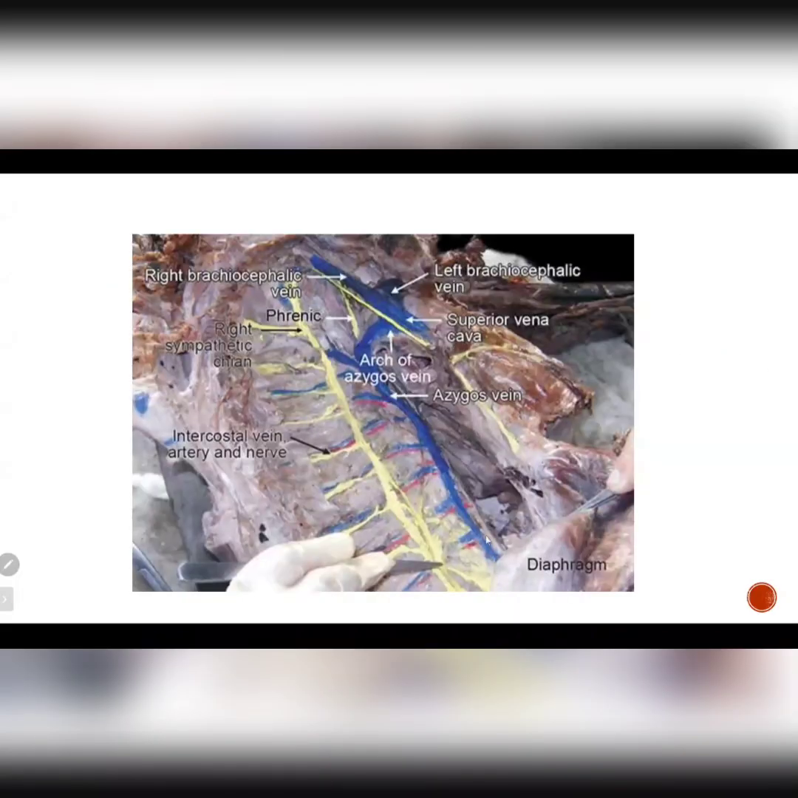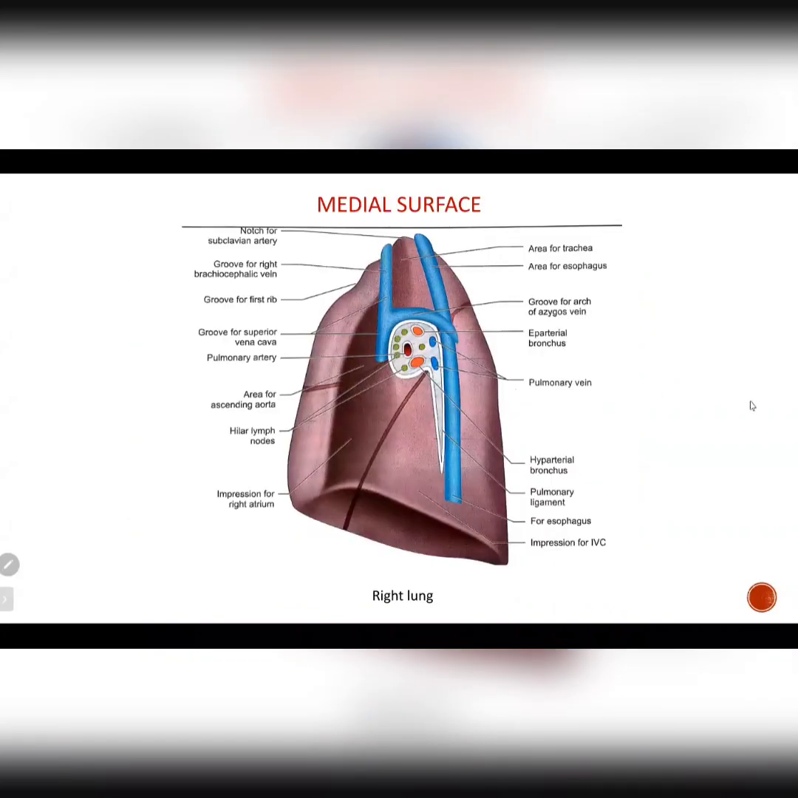This is the dissection specimen to show you an azygous vein in the right side of the mediastinal wall, the posterior mediastinum. This is arch of azygous vein, and this is superior vena cava. So using all this information, you can learn this diagram.